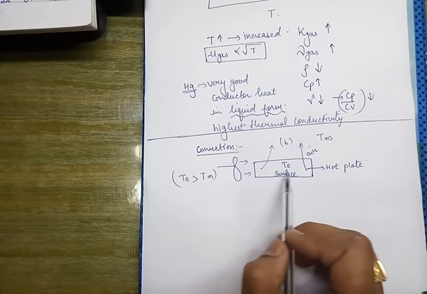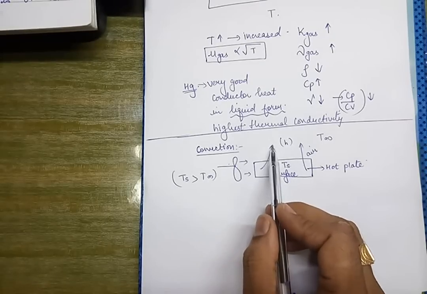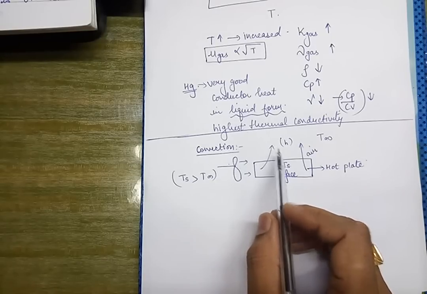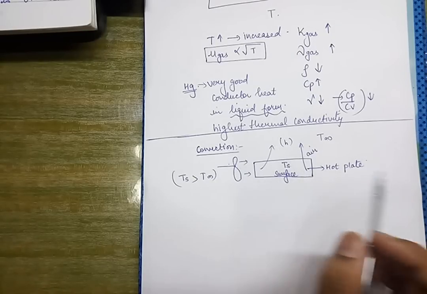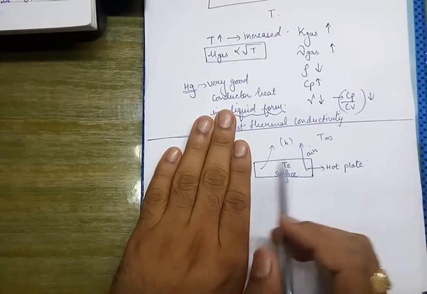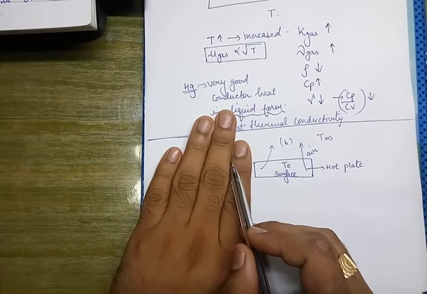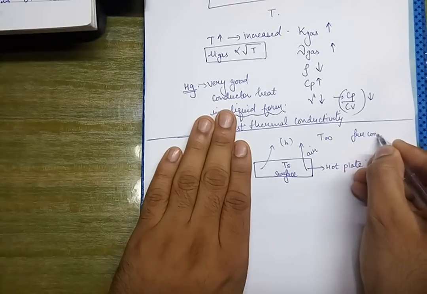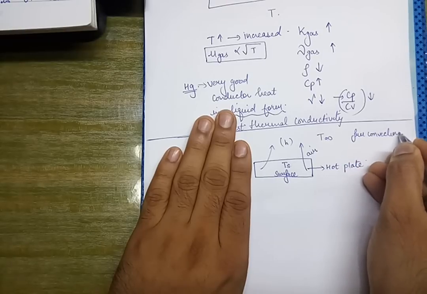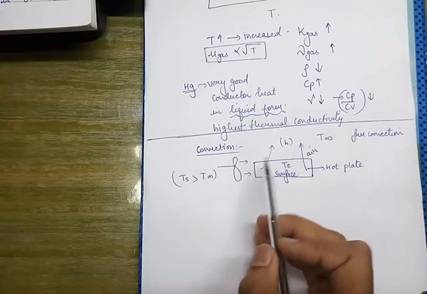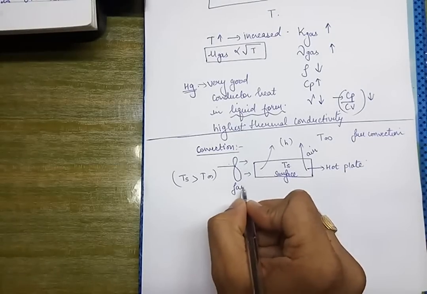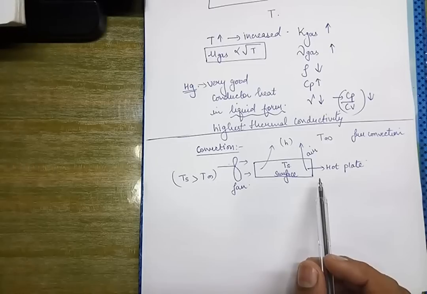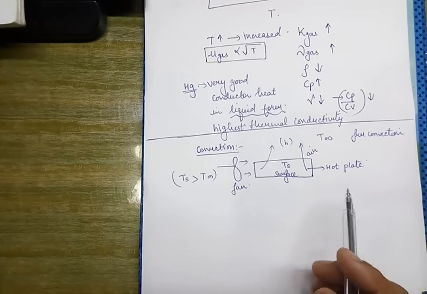The air which is in the vicinity of this hot plate will definitely rise in the upward direction due to the decrease in its density. Now, if the motion of the fan is ignored, this is known as free convection. And if this fan or the blower is also taken into account, then this is called forced convection.